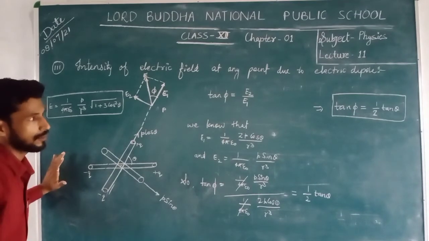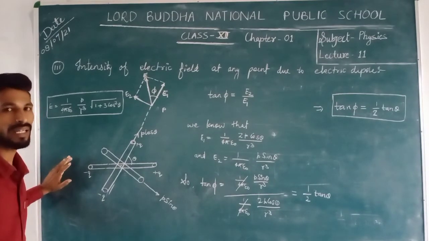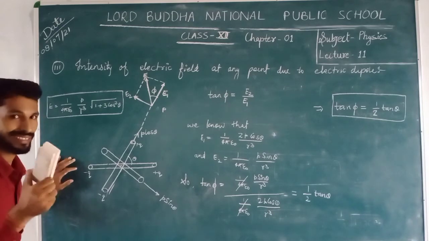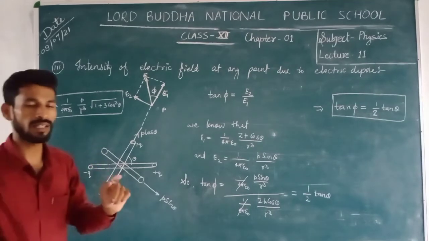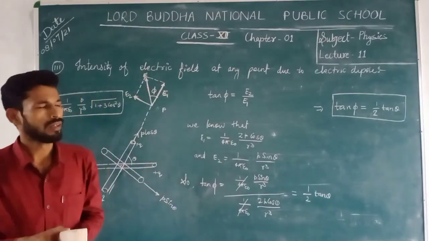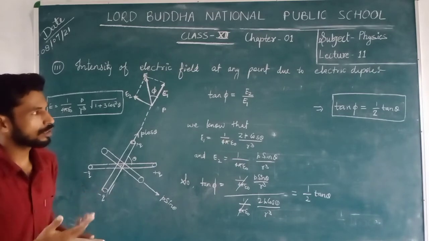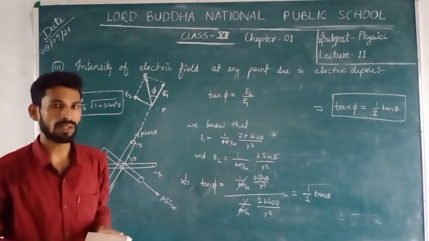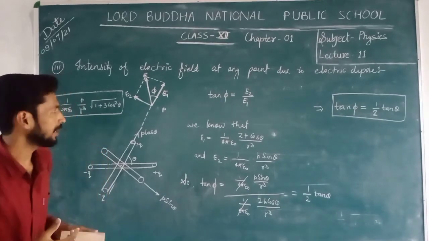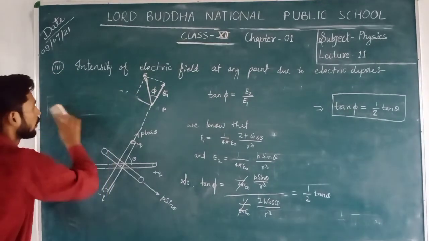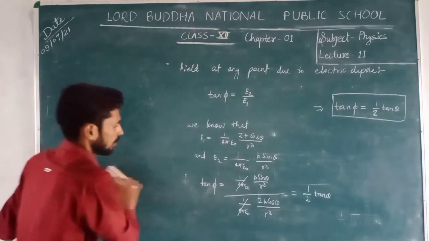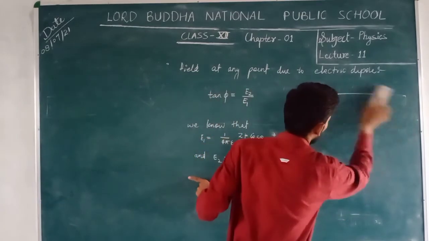This is the topic of the intensity of electric field at point P, and there were three conditions. First was the axial, second was the equatorial, and third was at any point. So now we are going to start the last topic of this chapter, that is chapter number one, and this is the last topic, that is the moment of couple.